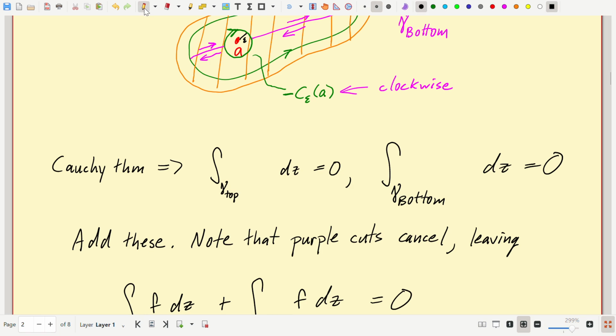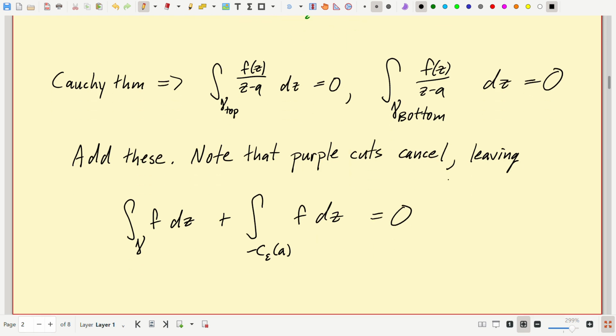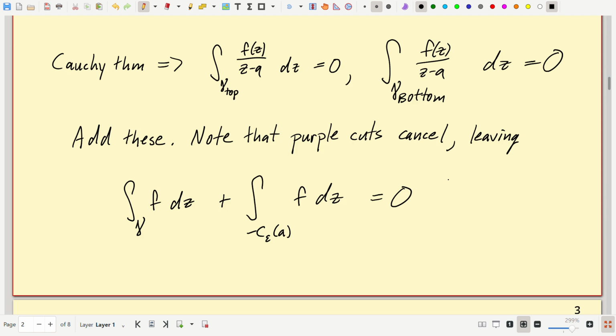What I really wanted here is the Cauchy integral stuff. f of z over z minus a. Because that's analytic inside and on that simple closed curve, the top half, and that function is also analytic inside and on the simple closed curve, the bottom half. So my Cauchy theorem says those are going to be equal to 0. And now when I add them up and cancel the purple cuts, it gives me that the integral around the outside plus the integral around the inner circle adds up to 0.